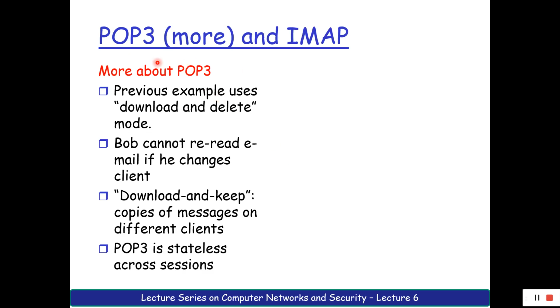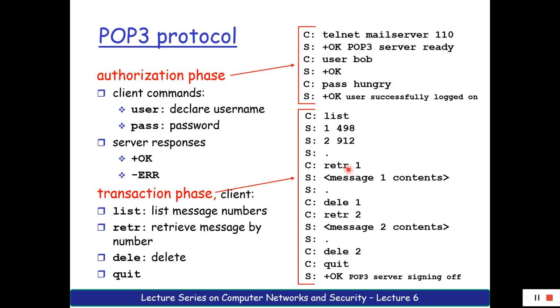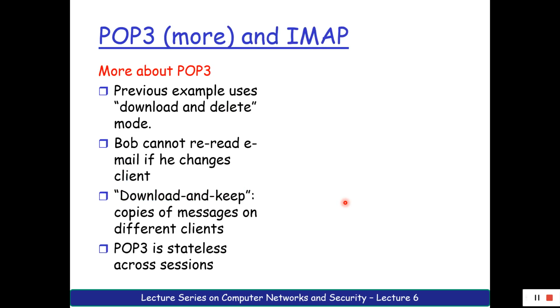Now when you consider POP3, the previous example that you learned is like download and delete. You retrieved the message, and after retrieving the message, you deleted that message. This mode of operation is called download and delete. There is one more kind of operation under POP3 called download and keep. After downloading, you do not delete the message, you keep it as it is and go on to the next message. But POP3 is always stateless across all the sessions.